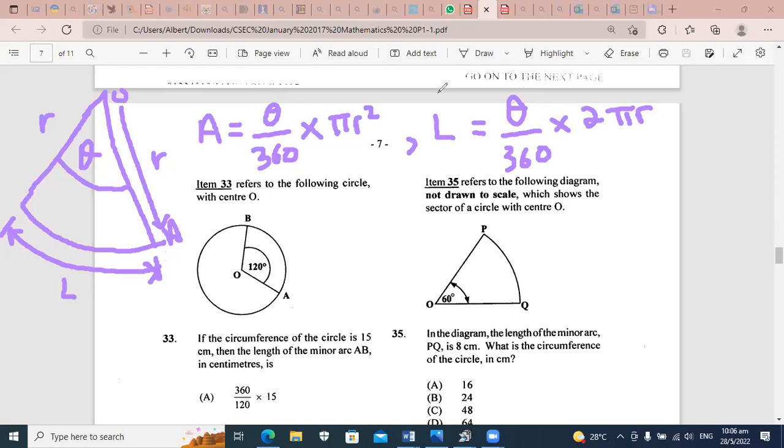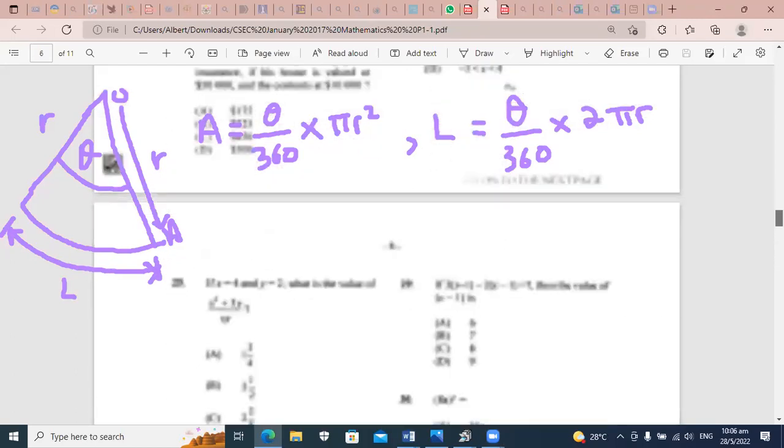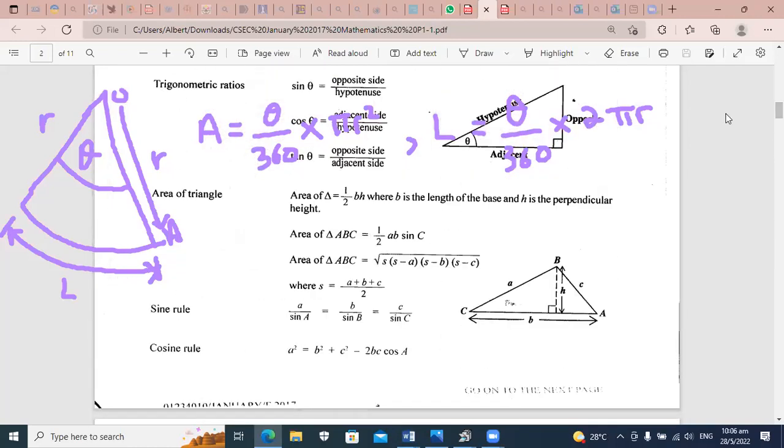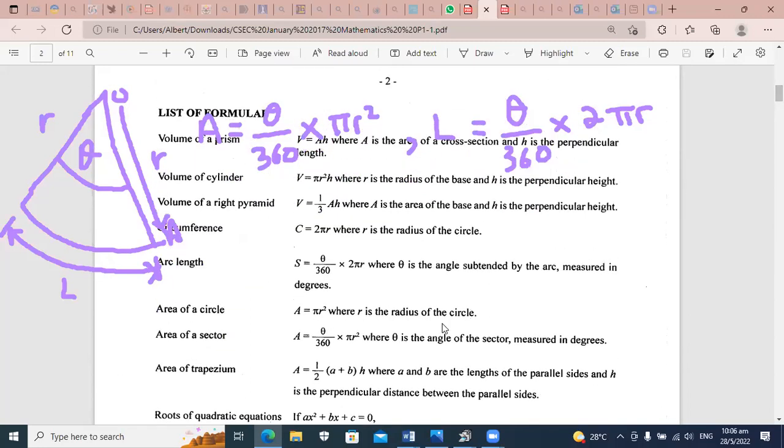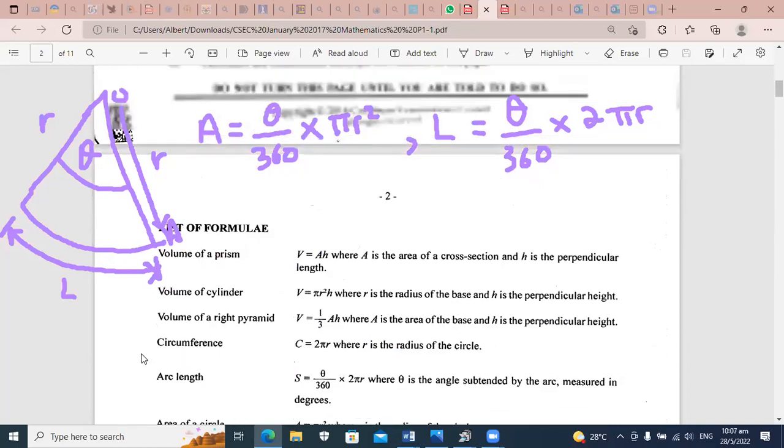So those two formulas, let me show you where they are. See it there? Area for sector, see it? And then here you have the arc length.